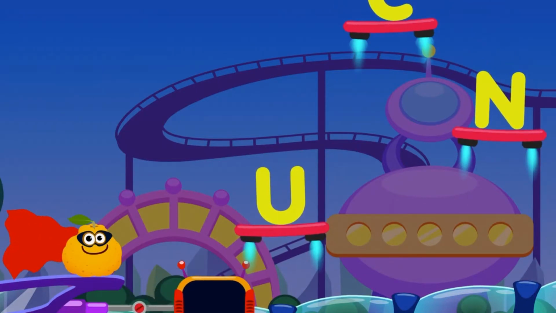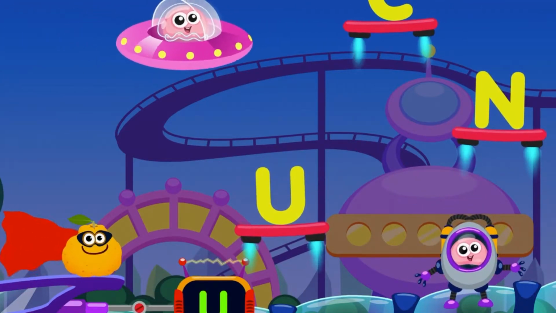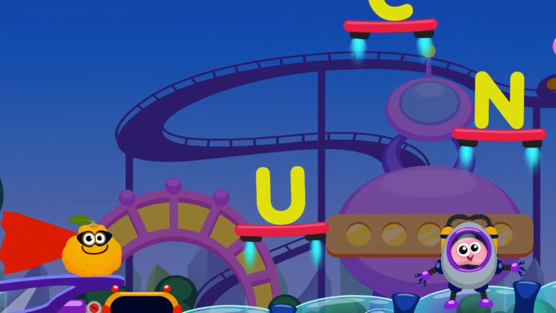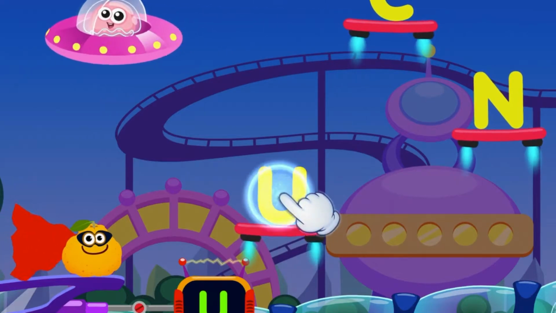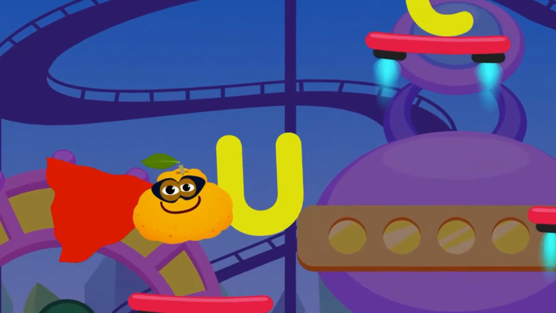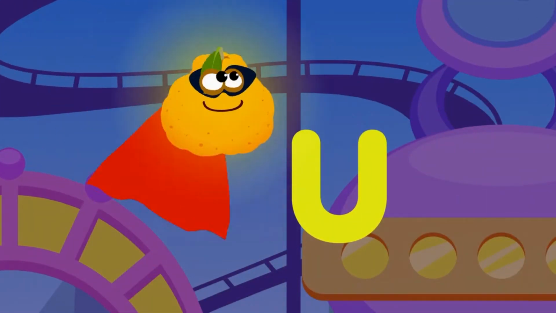U is for ugly fruit. U is for ugly fruit. U. Ugly fruit loves the letter U.